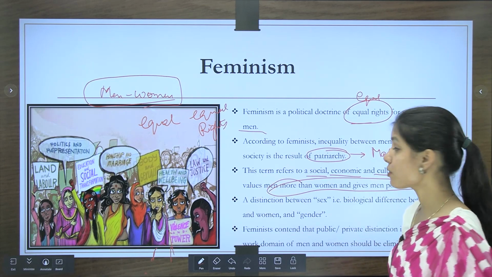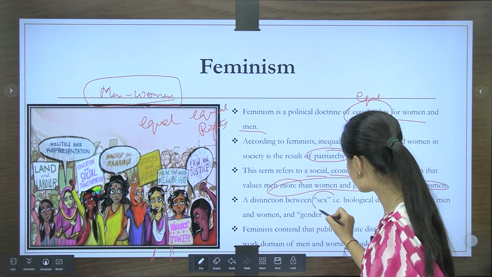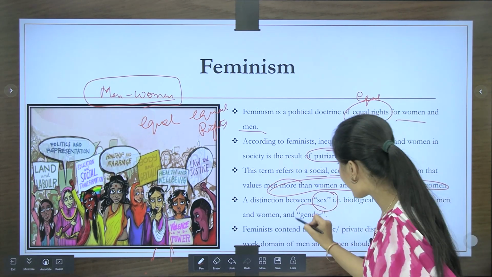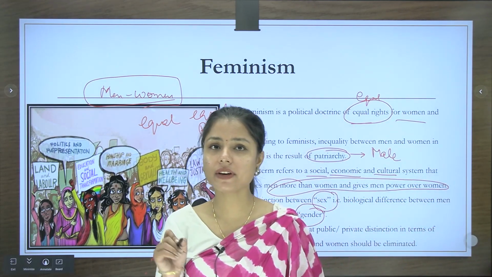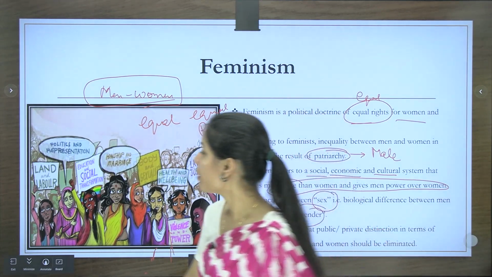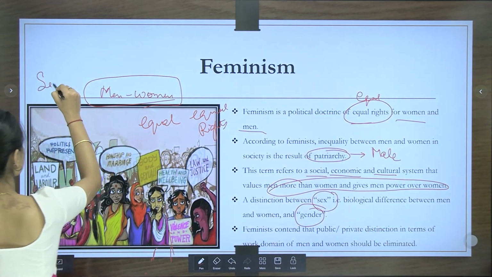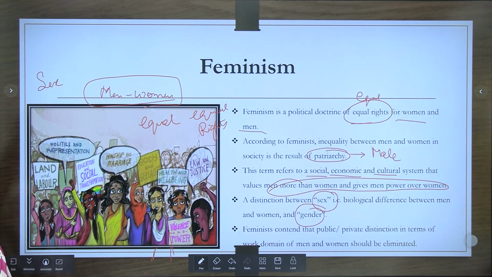Now here, it is also important to understand this distinction between sex and gender that feminists all over the world talk about and is very, very important to understand. Now when I say sex, it is something that somebody is born with.